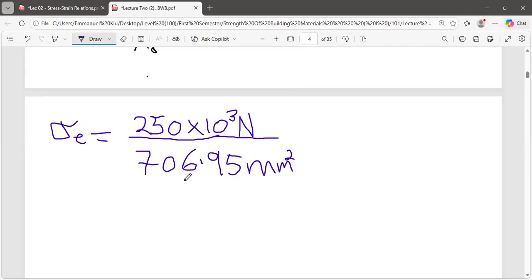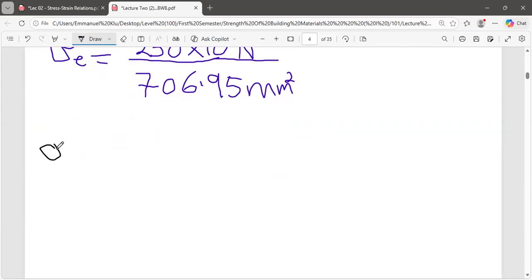That is 250 times 10 exponent 3 all over 706.95. And we are going to get 353.632. So that is our final answer, which is now going to become our stress at elastic limit. Let me say our stress at elastic limit is now going to become what?